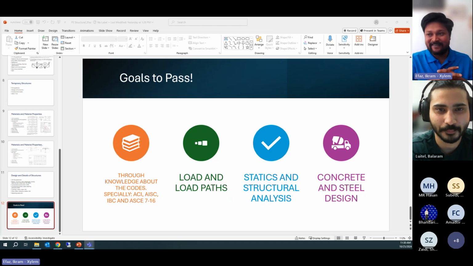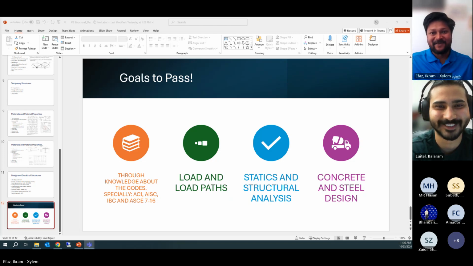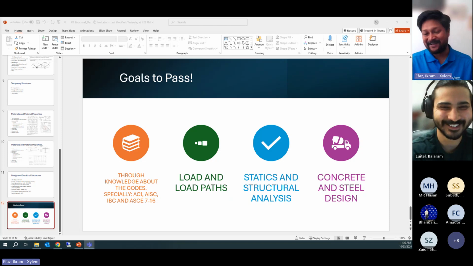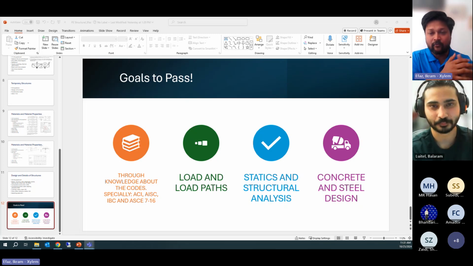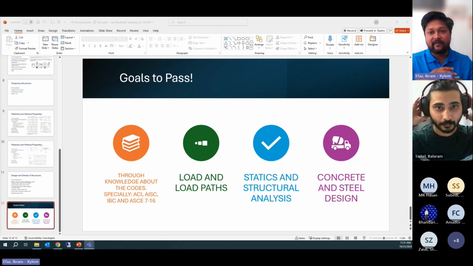When I went to the exam, I took 2 luggage, and I'm not joking. I took 2 luggage because of ACI, AISC, IBC, AC 716, TMS, and NDS. These are big codes. But there was an advantage, because I could mark those codes, since they were my codes and I knew them in detail. But now they give everything on screen.